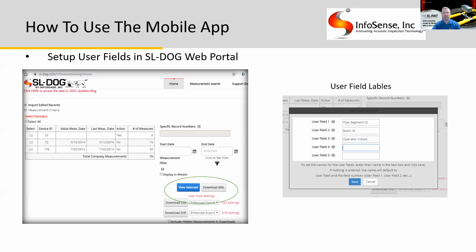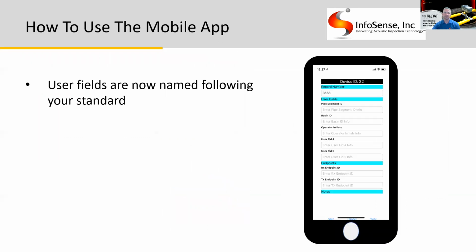To change the user field headers, log into your web portal and click on the red text labeled User Field Settings, circled in green here. Once there, you can type in your custom field names. As you can see here, I have changed user field 1, 2, and 3 to read pipe segment ID, basin ID, and operator initials. These are just a few examples of ideas that you can use to modify these fields.